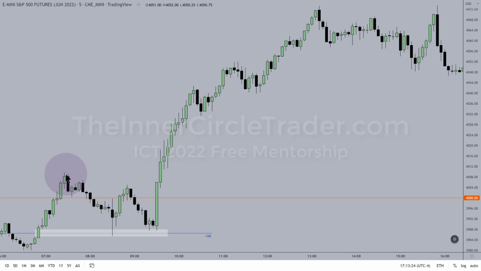So with that said, the market rallies in here, drops down into the fair value gap there.